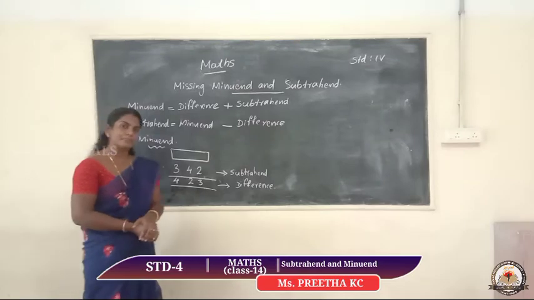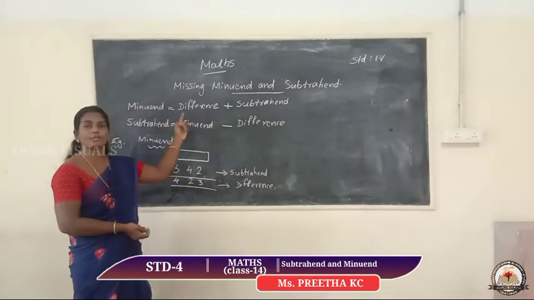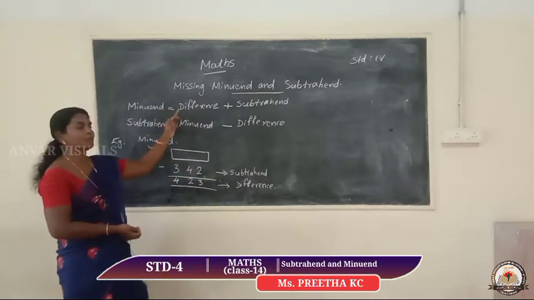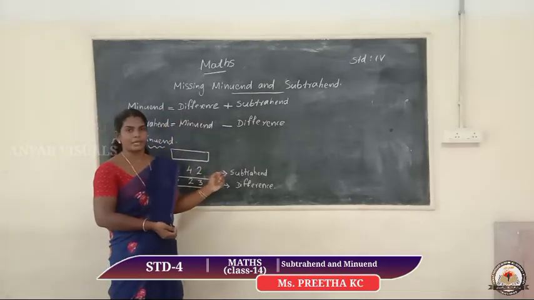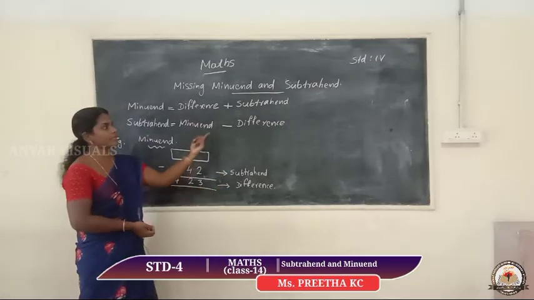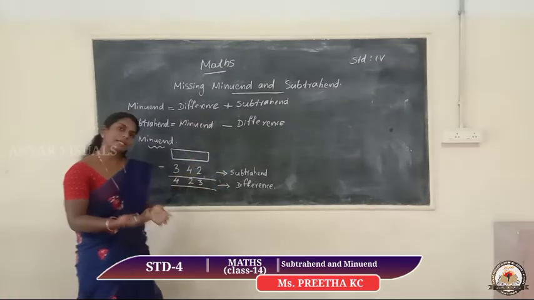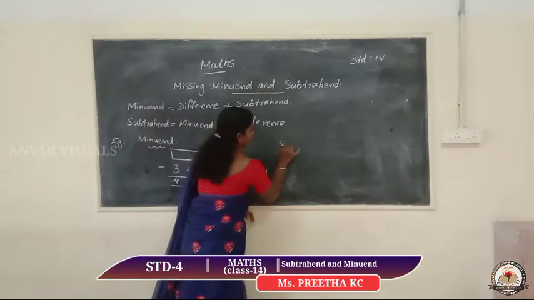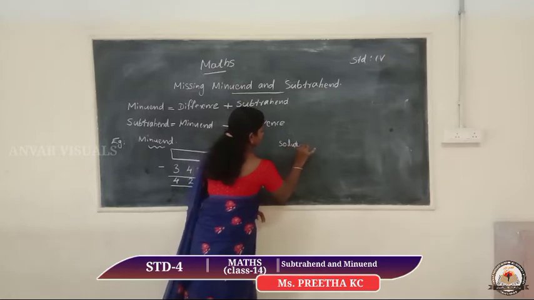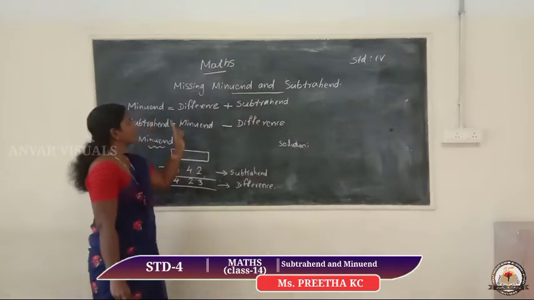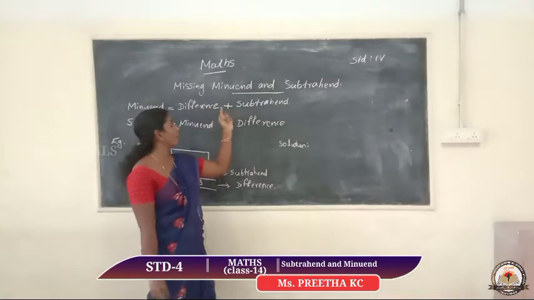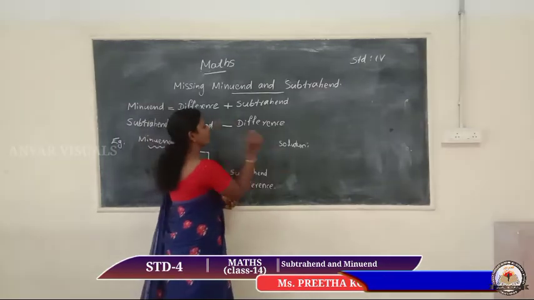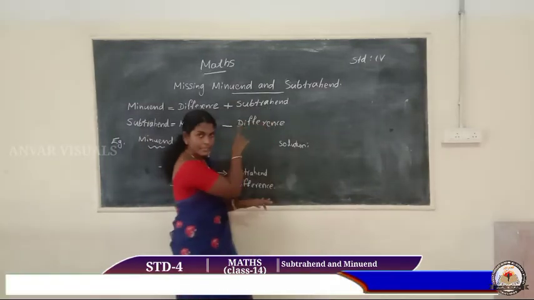Okay, it's very simple because we have a definite equation for finding a minuend. What is the equation? Minuend equals difference plus subtrahend. The difference and subtrahend are given here, so it is very easy to find the minuend. Just solve this problem. The solution is: for getting this minuend, we need to apply this equation, difference plus subtrahend.